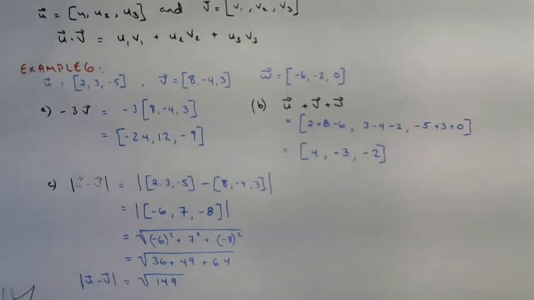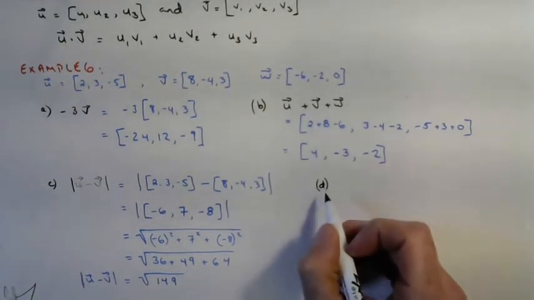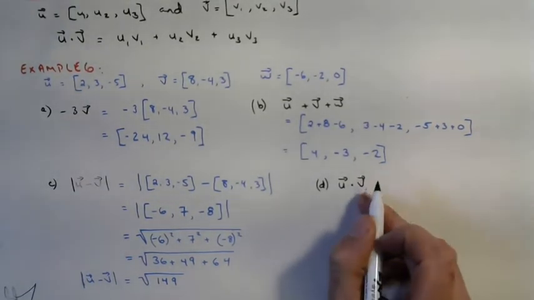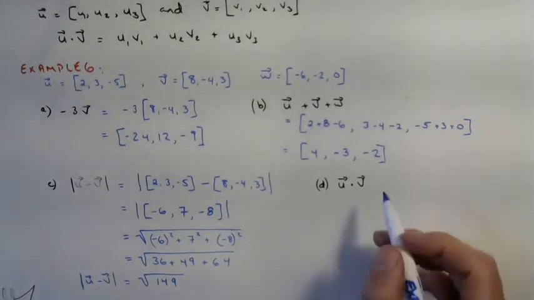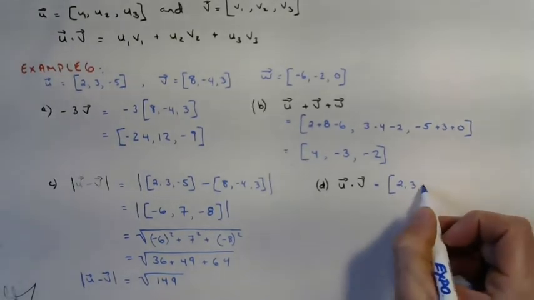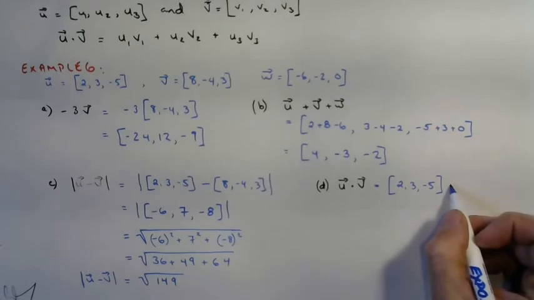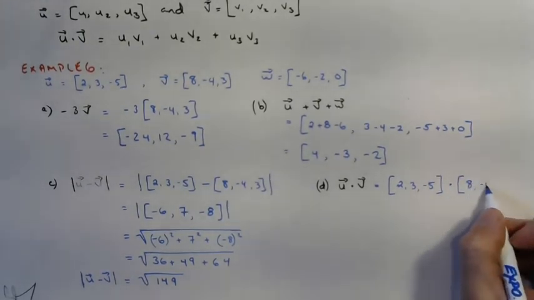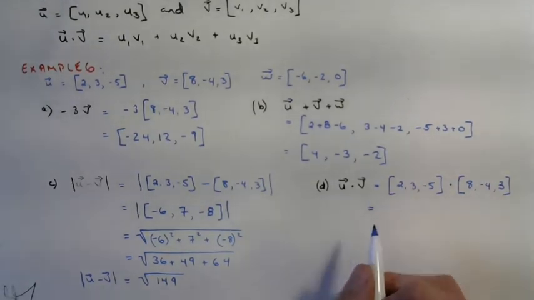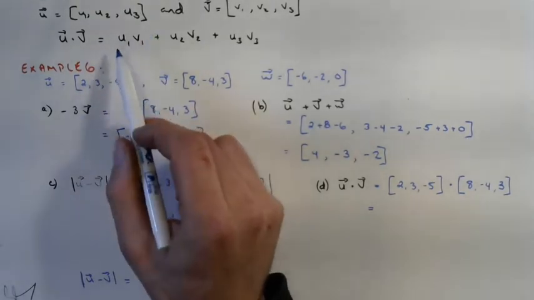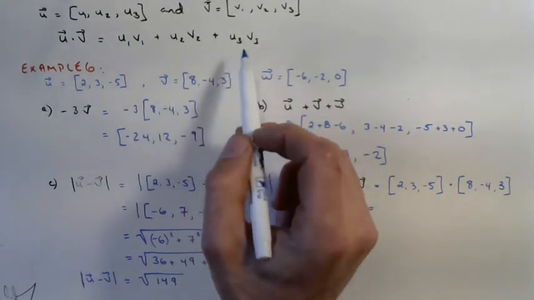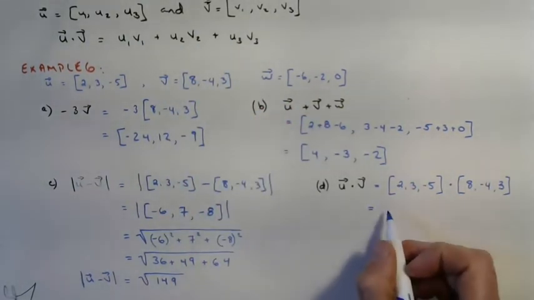Last one, d. I'm going to squeeze it in over here. U dot v. So the dot product of u and v. We're going to write that in our ordered triples. U is 2, 3, negative 5. Dot v, which is 8, negative 4, and 3. And now the dot product, as we just wrote it up above, is the product of the x coordinates plus the product of the y coordinates plus the product of the z coordinates of each of these.